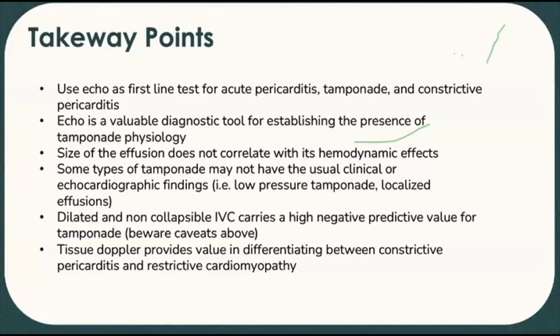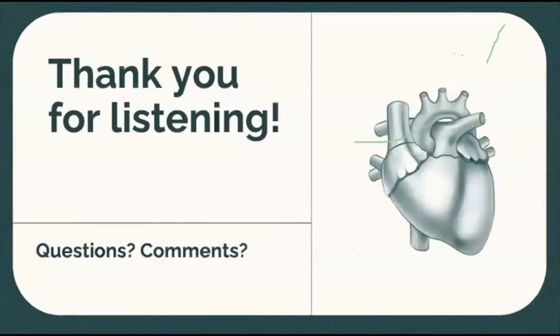And then a dilated and non-collapsible IVC has a very high negative predictive value for tamponade, but be aware of some of the caveats we talked about. And then all patients with clinically suspected constrictive pericarditis should undergo an echo with Doppler specifically as the initial imaging test that can really provide a pretty good definitive diagnosis in probably most patients. Some of my references, and that's all.